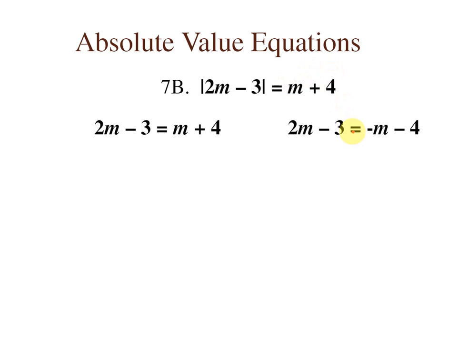Anyway, now I've got my two equations, and all I've got to do is get the variable on the same side. So in this case, I'm going to subtract m from both sides. In this case, I'm going to add m to both sides. I'm going to end up with m is equal to 7. And I'm going to end up with 3m is equal to negative 1. And then when I divide both sides by 3, I end up with negative 1/3. So my two solutions are 7 and negative 1/3.